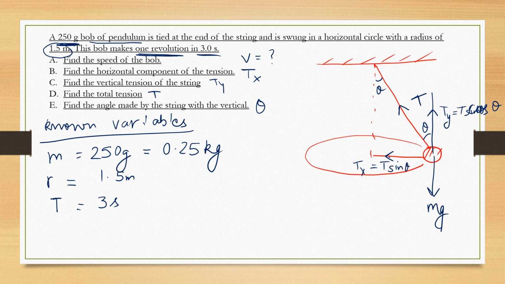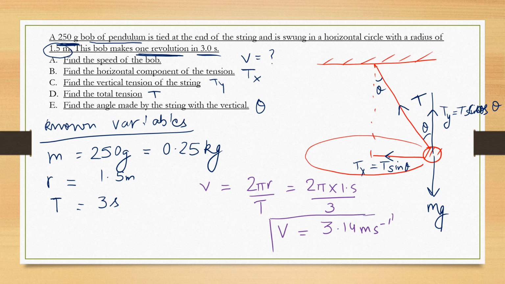Now the first step is to find the velocity. Velocity is always distance upon time. So distance is the circumference of the circle, which gives 2 pi r by T. When I substitute the values, 2 pi times the radius 1.5 divided by 3, and solve this, I get 3.14 meters per second. Okay, so that's my velocity. So what's the next part?